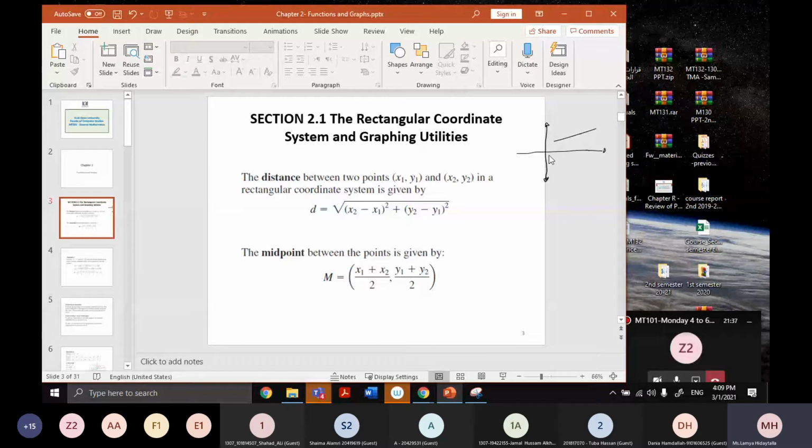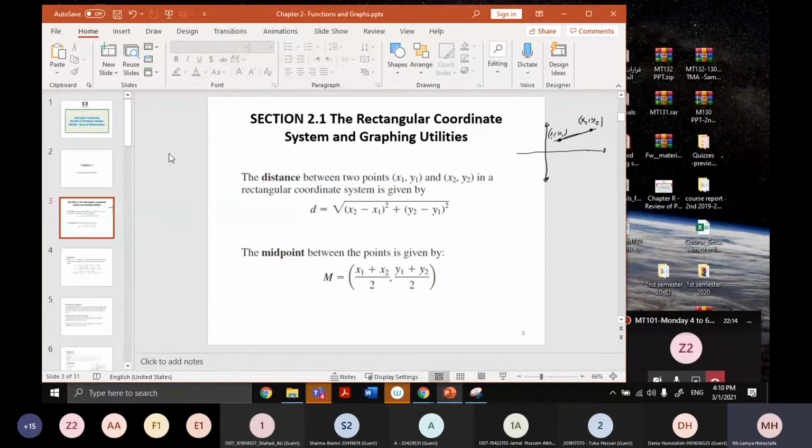Of course, a line means minus infinity to infinity, correct? Let's assume we have this line, and in this line we have 2 points. The first point here has the coordinates x1, y1, okay? And we have another point here with coordinates x2 and y2. Now, if we want the distance between these 2 points, how can we find the distance between 2 points?